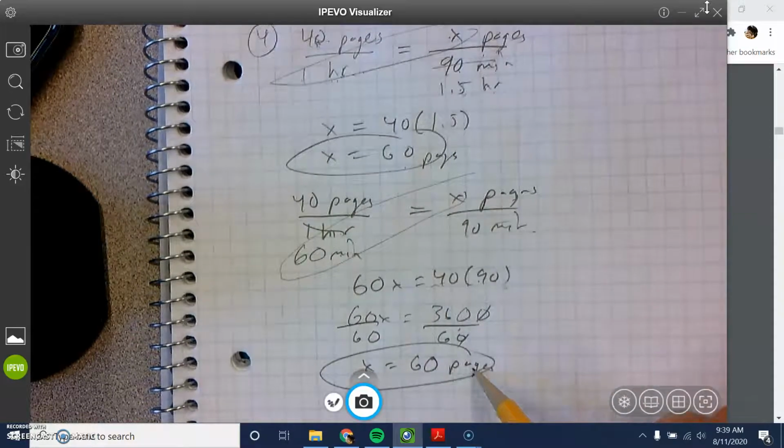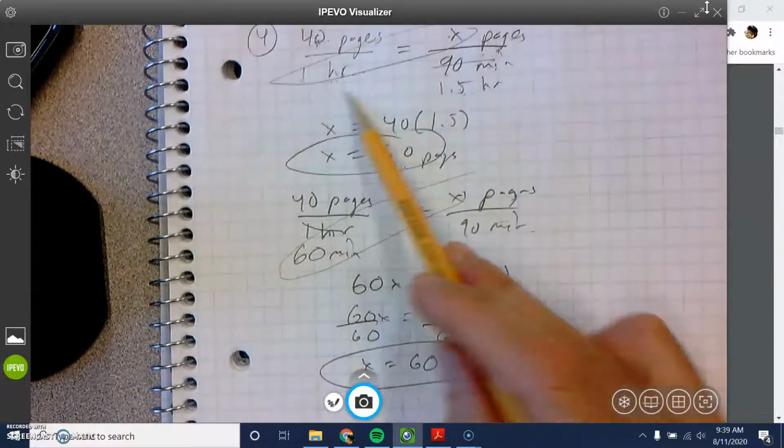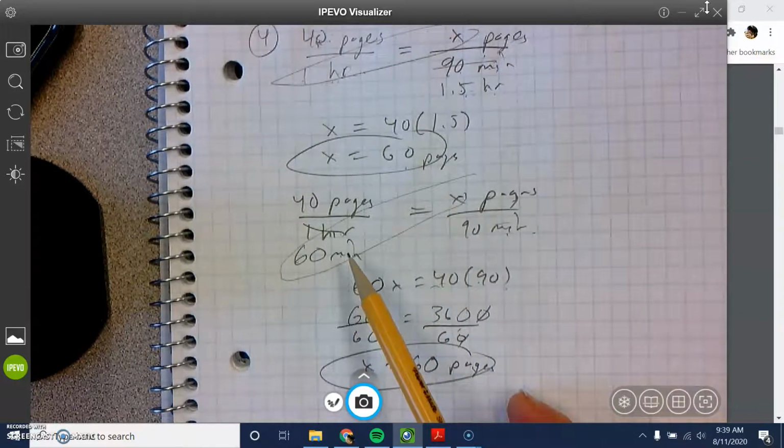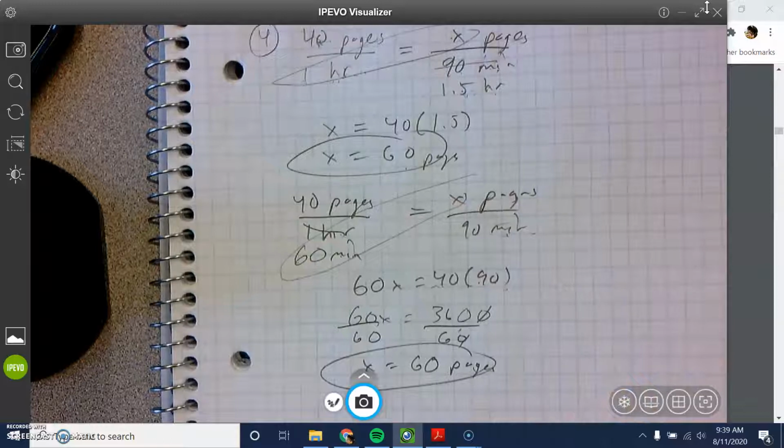Cool. So both ways work. So whether we change it to hours or minutes, we get the same thing as long as we have the same labels. That's the most important part of this.